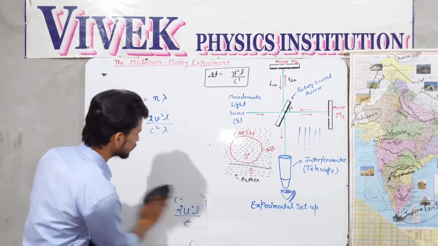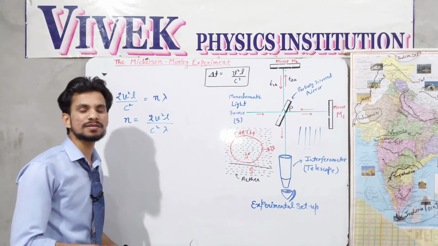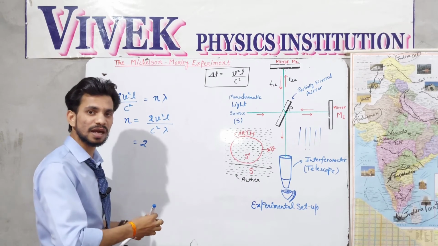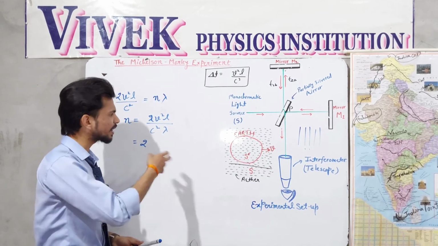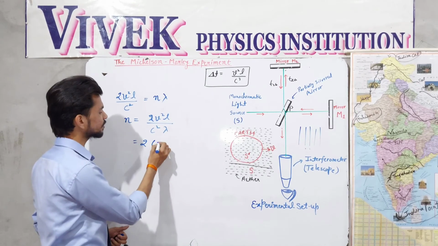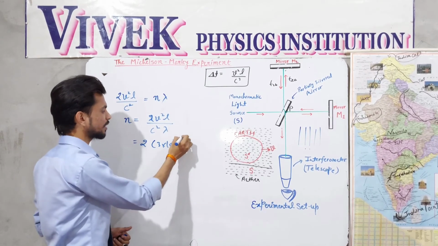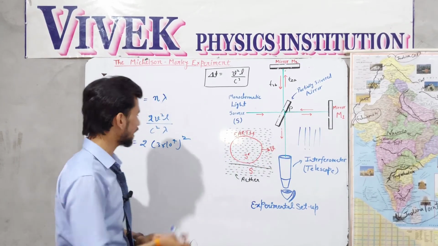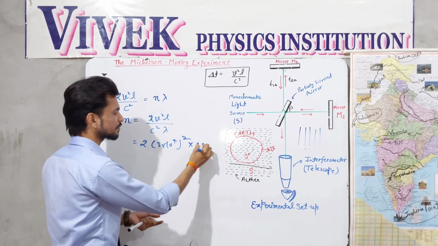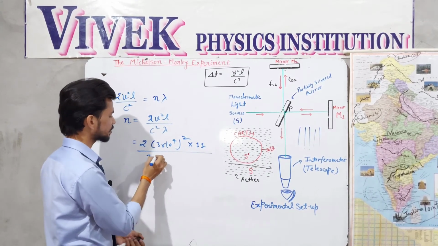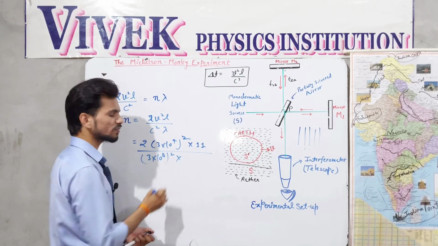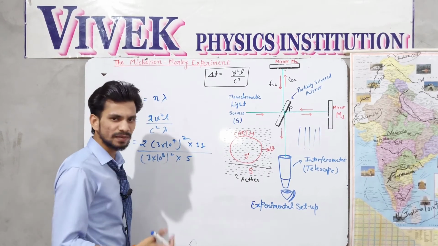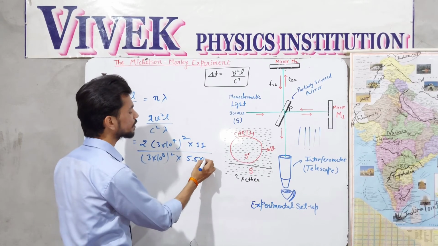Now I can put in the actual values taken by Michelson and Morley in their experiment. So this will be 2 times v square, where v is the velocity of Earth in the ether frame of reference. It can be taken as the orbital velocity of the Earth, 3 times 10 to the power 4 meter per second, and its square is taken. L in the Michelson-Morley experiment was approximately 11 to 12 meter, divided by c square, 3 times 10 to the power 8 whole square, times lambda. This monochromatic light source was taken as 5500 angstrom, or 5.5 times 10 to the power minus 7.